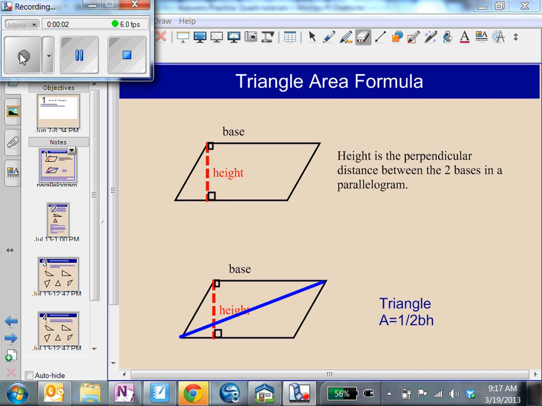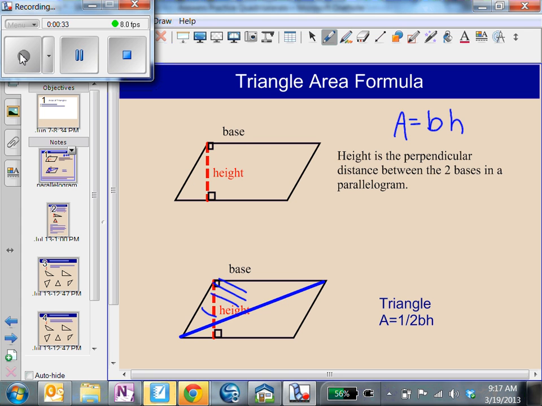The triangle area formula is based on the area of a parallelogram. So we found before that if you have a parallelogram, the perpendicular distance between the two bases is called the height, and the area is based on multiplying the length of one base times the height. Well, we know that there are two triangles for every parallelogram. We can take any parallelogram and split it into two congruent triangles.